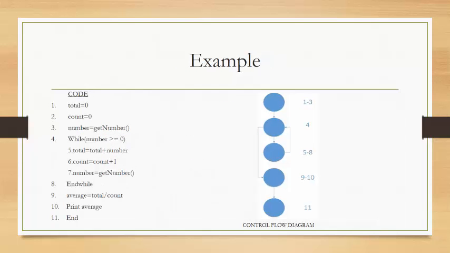Now consider the given example. In the code section, we have defined four variables and a while loop. The four variables are total, count, average, and number. The average is found out using the variables total and count. To the right, we have the control flow diagram for the given code section.